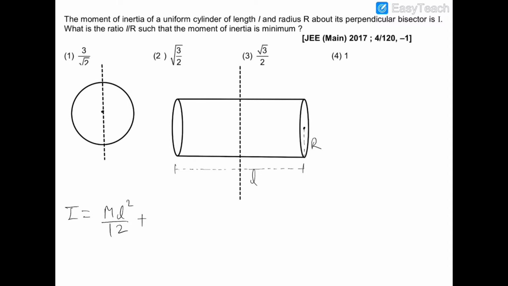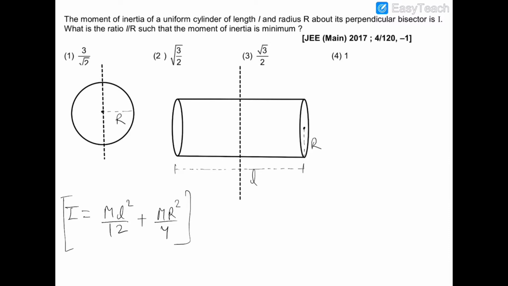This axis is placed such that it is in the plane of this disc, and this is the cross-sectional view. So the moment of inertia of this disc about this axis would be mr square by 4. So this is mr square by 4. So this is the combined moment of inertia of this system.